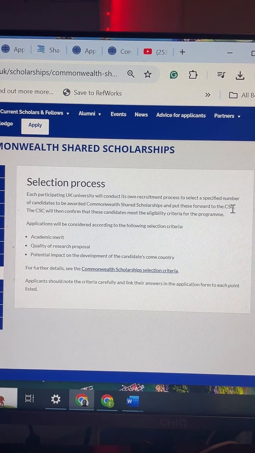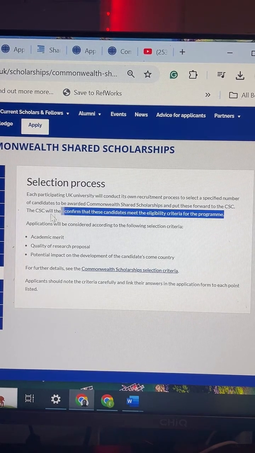And the scholarship committee, after reading your documents and your essays, will get back to the university and inform them that you provided these 4 candidates, but we are going to give to these 2. And so you need to make sure that you are impressing the university that you are making your application to, and you're also impressing the Commonwealth Shared Scholarships Committee.